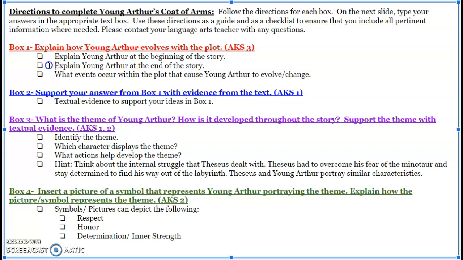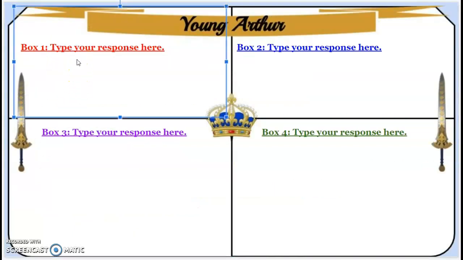And then explain young Arthur at the end of the story. Again, he remains loyal to Sir Kay and Sir Ector. He thought that he got Sir Kay in trouble, so he wanted to make sure that everybody knew that it wasn't Sir Kay's fault. And really, it worked out best for him. Okay, so as you read, look out for that. And then, what events occur within the plot that cause young Arthur to evolve or change over time? So think about all that, and you need to create a well-developed response for this prompt. Once you have your developed response, you will then type it in this box here. Okay?